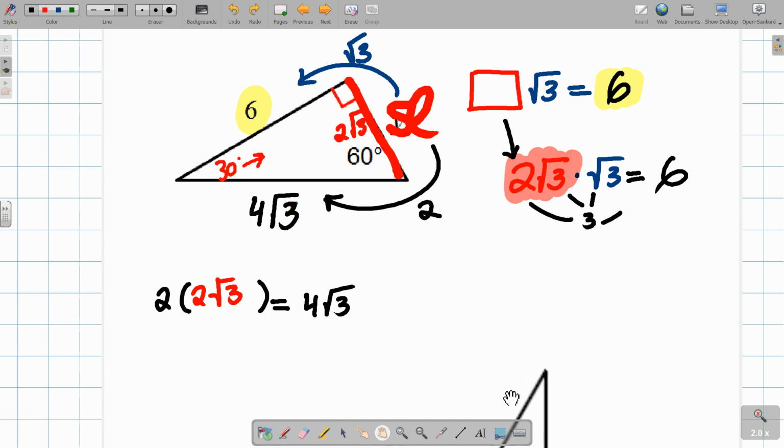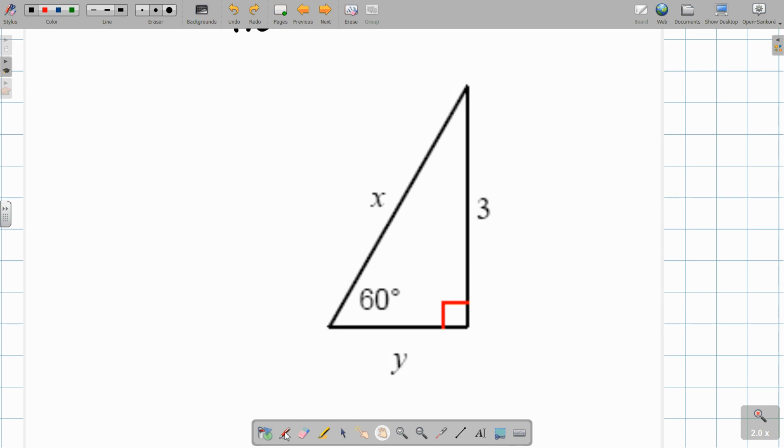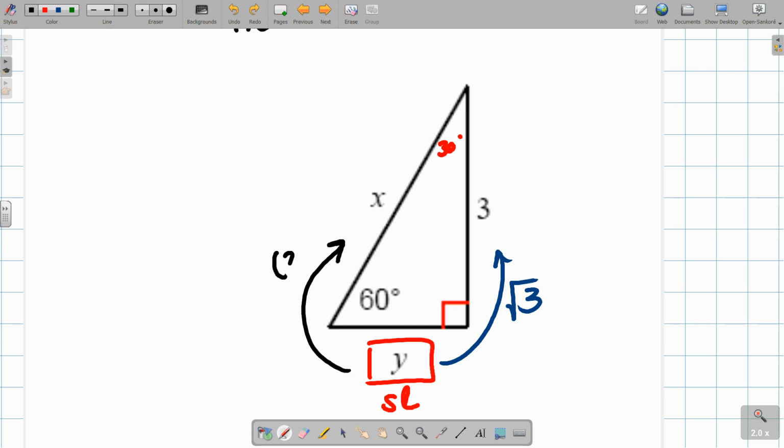Always start with your short leg in 30, 60, 90s. This one gets a little tricky. That's 30. That makes this our short leg. 30, 60, 90. Short leg root 3. Short leg times 2. Once again, we don't have our short leg. So it reads like this. Something times root 3 gives us 3.